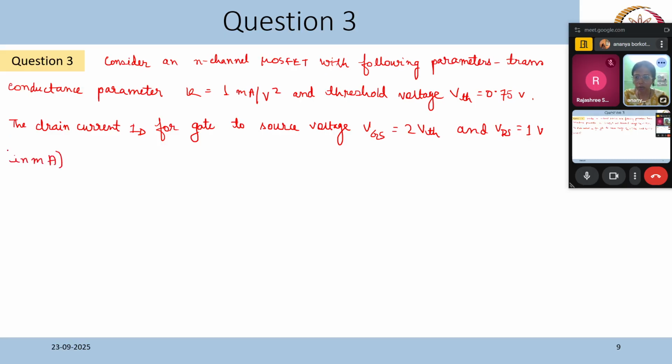We have to calculate the drain current. The transconductance parameter is given, and VGS and VDS are given. So we have to calculate ID in milliampere. The options are 0.28, 4.5, 2.5, 5.1.